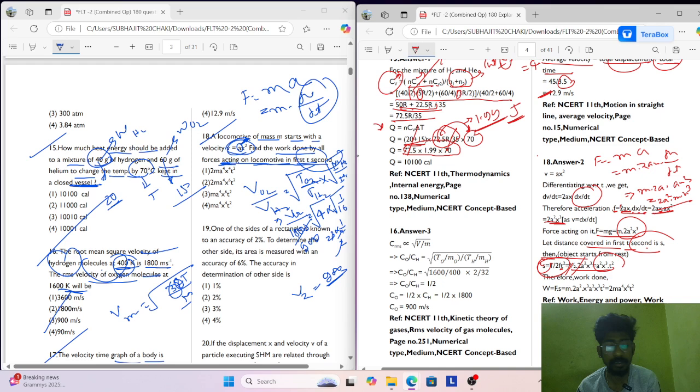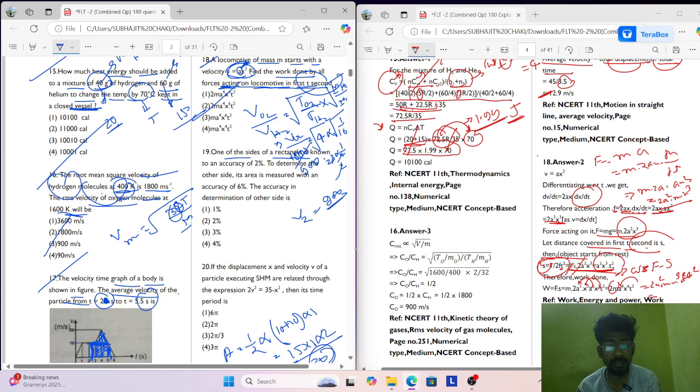Work done equals F into s. F is 2a square m into x cube, and what is the s we got? This is a square x cube t square. So from all of this we can calculate. So a to the power 4 x to the power 6 t square 2. So therefore option number 2 will be our correct option here. Differentiation, simple differentiation you can calculate.